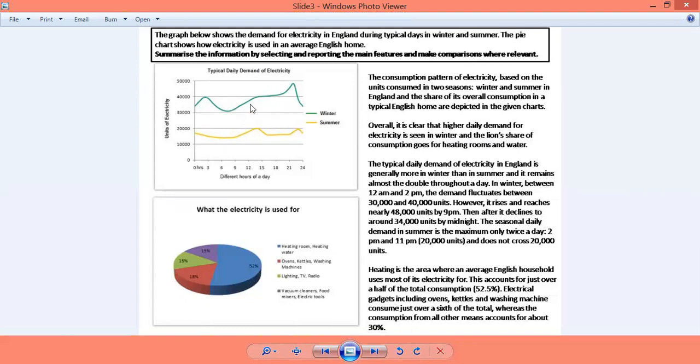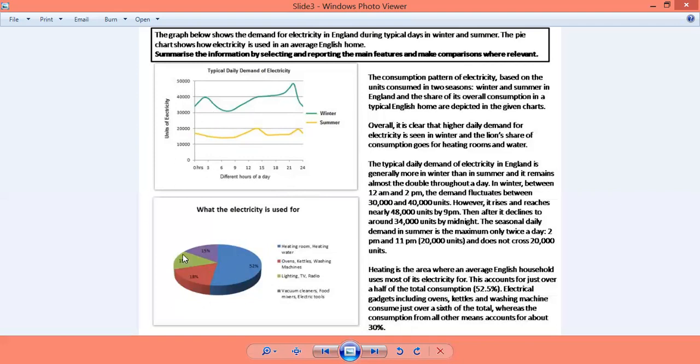So the main feature over here we can see is that the consumption of electricity in winter has always been high and has stayed high at the end of the day. Right, throughout the day winter में सबसे ज़्यादा consumption रहा है electricity का. So that is given over here. It is clear that high daily demand for electricity is seen in winter.